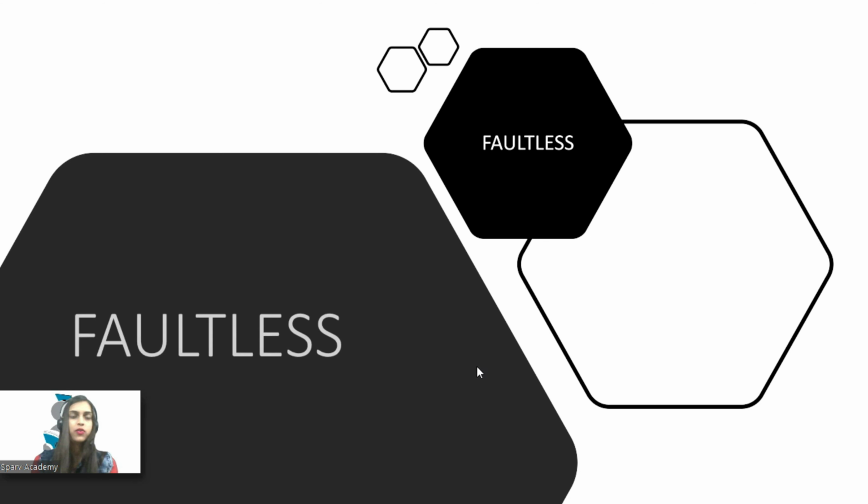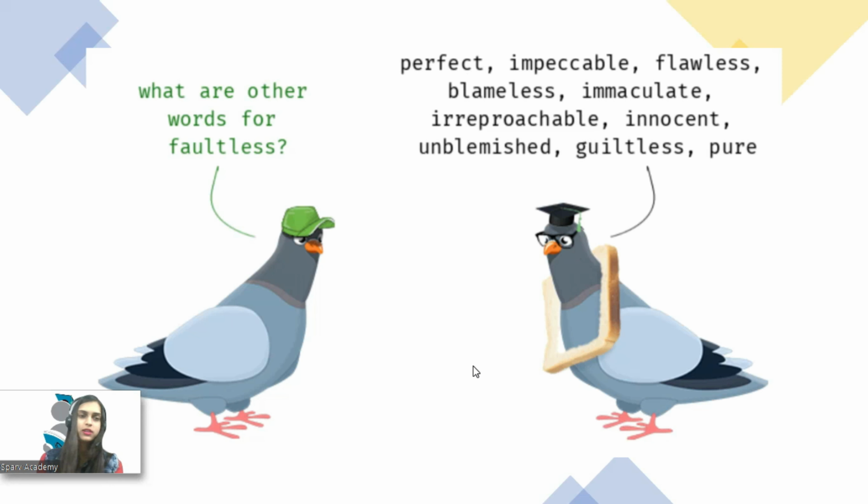Next word is faultless. It is the third-to-last word, I hope. So it is faultless. Let's see some similar words for faultless, and the one which starts with the letter P is considered for faultless.